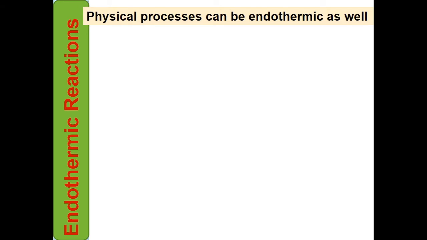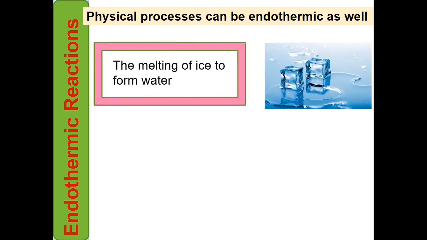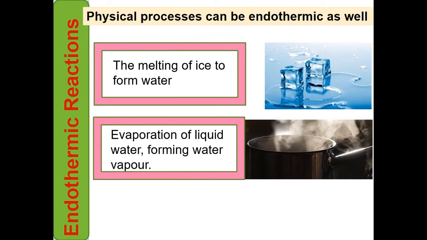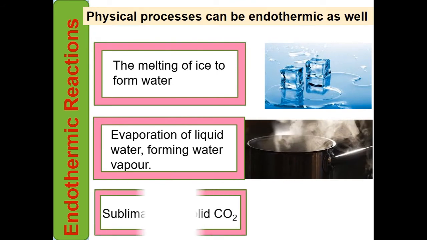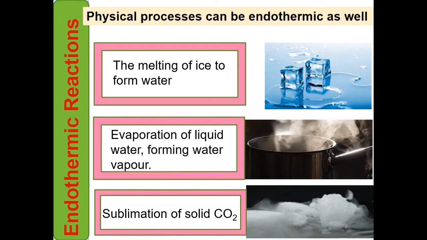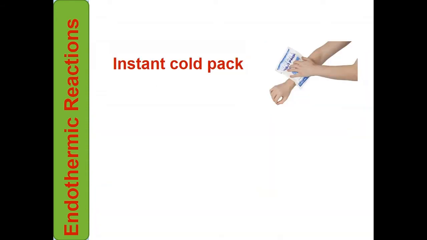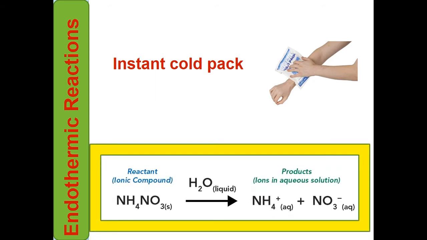Physical processes can be endothermic as well, like the melting of ice to form water, evaporation of liquid water forming water vapor, and sublimation of solid carbon dioxide. An instant cold pack is a perfect example of an endothermic reaction. There are many possible ingredients, but quite often the reaction between solid ammonium nitrate and water is used for this purpose. A cold pack is used as first aid for sports injuries, to manage pain, inflammation and swelling.